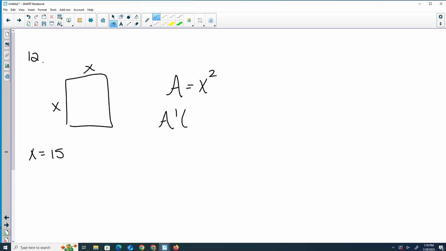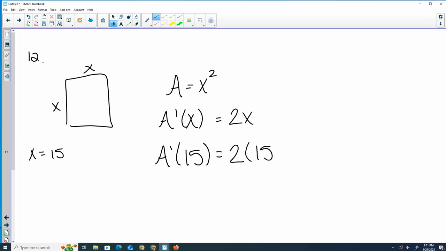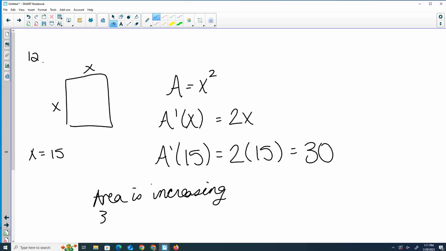So my derivative, you can call it dA dx, you can call it A prime of x. They're the same notation, means derivative. Derivative of x squared would be 2x. So I asked you to find A prime of 15. So that means x is 15. We get 30. So that means the area is increasing because it's positive. Area is square units, so 30 square millimeters.